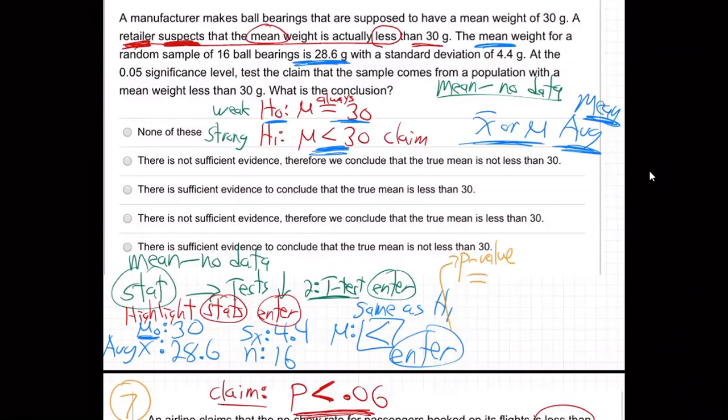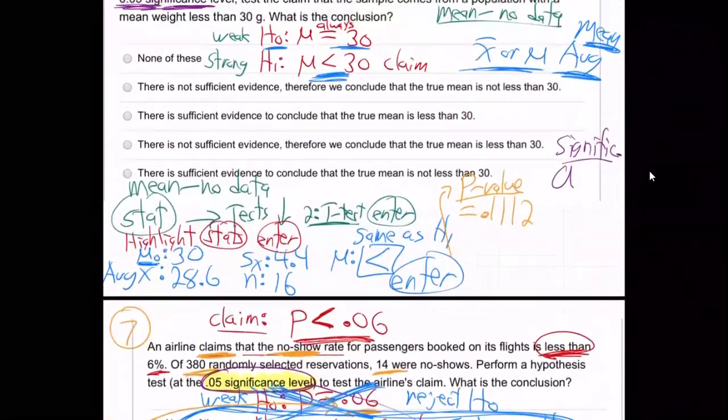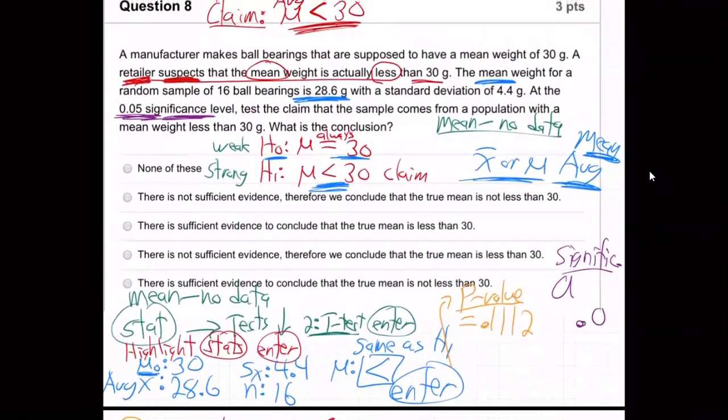Here's what came out for me. My p-value equals 0.1112. It's really all we care about, the p-value and the alpha level. What is the alpha significance level? Does it say? 0.05. Yeah, right there. Okay. So, right, everybody seeing that? We have the p-value and the alpha. The alpha is the significance level.